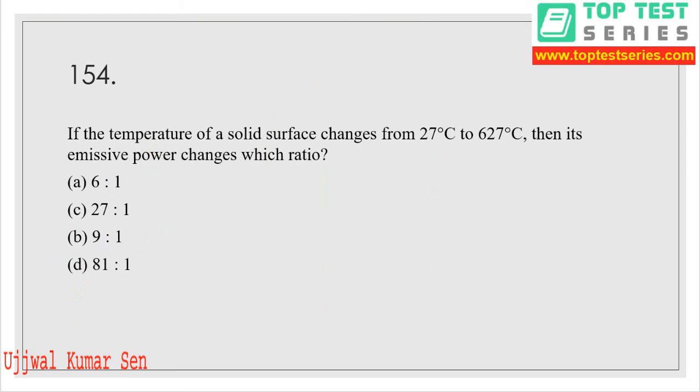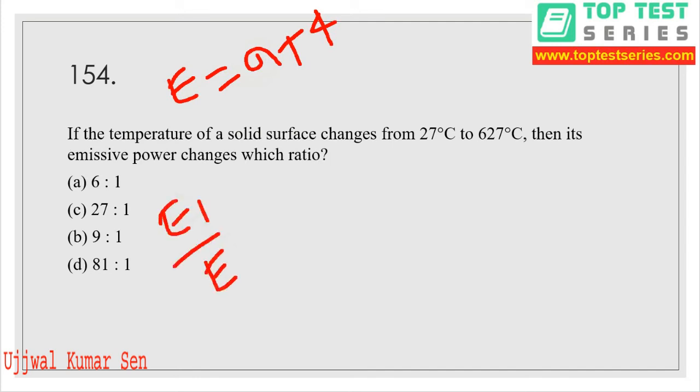Question number 154. Good question. Let's see what it is saying. If the temperature of a solid surface changes from 27 degrees centigrade to 627 degrees centigrade, then its emissive power changes in which ratio? So we know that E is equal to sigma T to the power 4. So we can say that E1 by E2 is equal to T1 to the power 4 by T2 to the power 4.